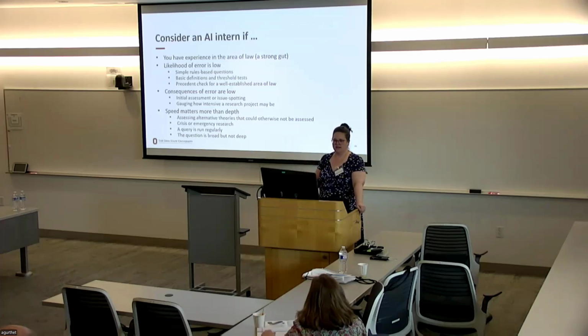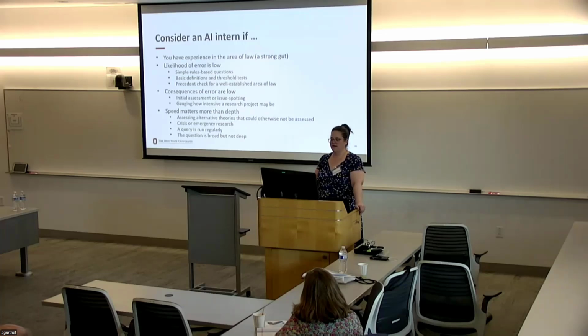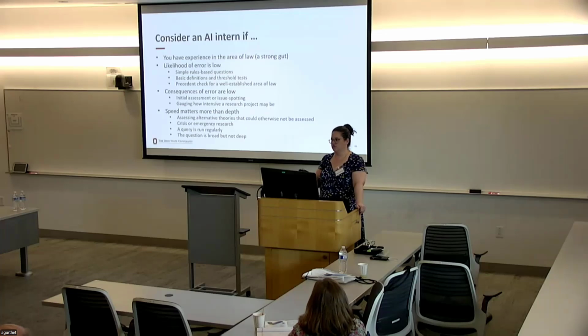So, okay, you can use AI as an intern when your likelihood of error is low. So if you've got just simple rules-based questions, basic definitions, basic threshold tests, you think there's a low likelihood that AI wouldn't find the right thing, low likelihood that they would get it wrong. You just need a precedent check for a well-established area of law that you already know. Kind of a similar way to how an experienced lawyer might use a treatise, or the kind of assignment I got all the time when I was a junior attorney, like go look in the treatise and see what it says and then tell me. I'm like, well, you could do that, but okay, I'll do it for you. So likelihood of error is low.